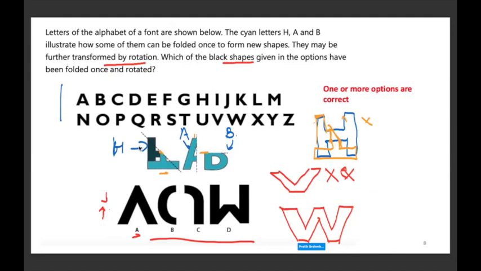Okay. In case of W, when I fold it along this axis, W agar ye hota, so it would have been like this. एक बड़ा होता और एक छोटा होता यहाँ से. So the folded letter would look like this, और ये vertical edge होता है यहाँ पे, which is not there here.